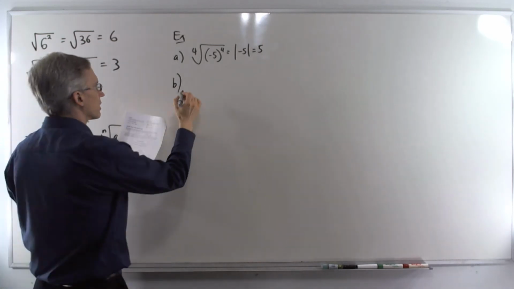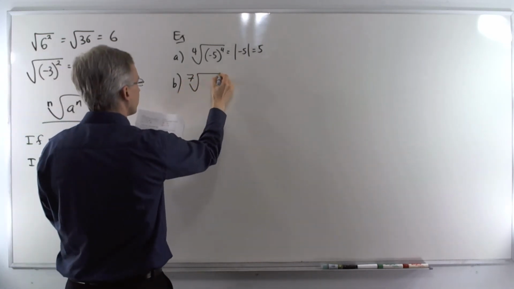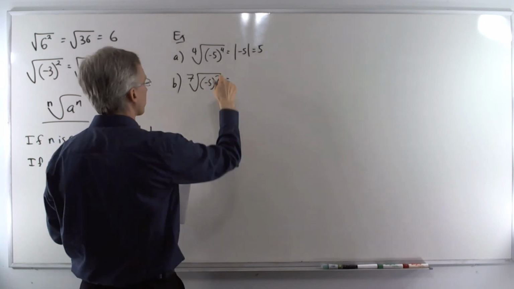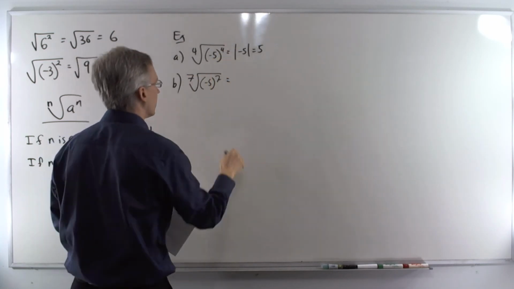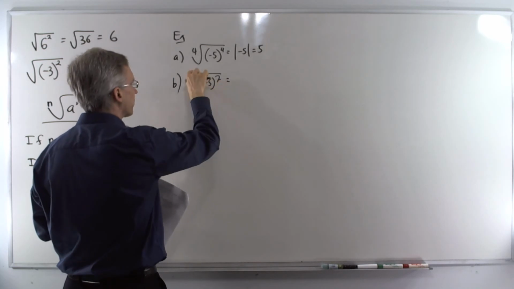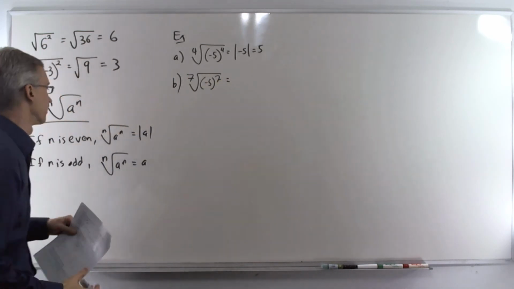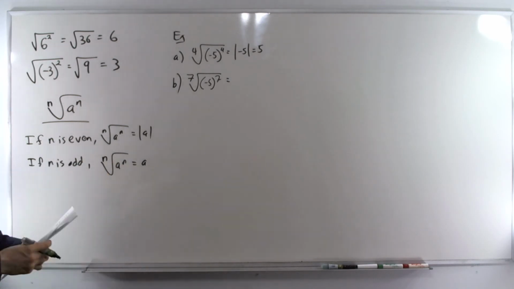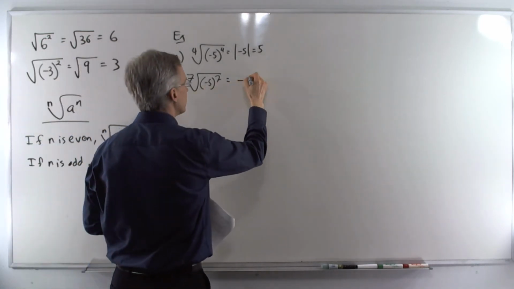B, we're going to get the seventh root of negative 5 to the seventh power. Remember, this property only works if you match the power with the index. All right, now this is the second case. N is odd, so that means the nth root of a to the n is just a. A is negative 5, so this would be negative 5.